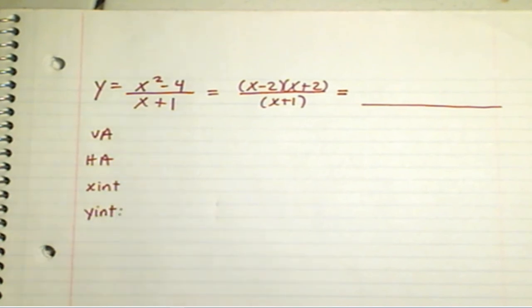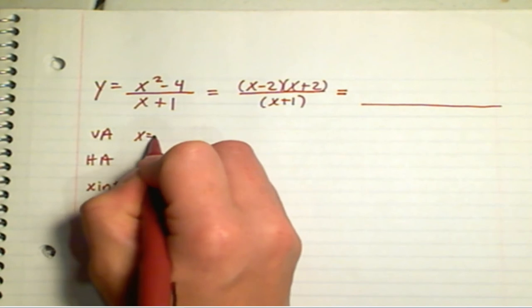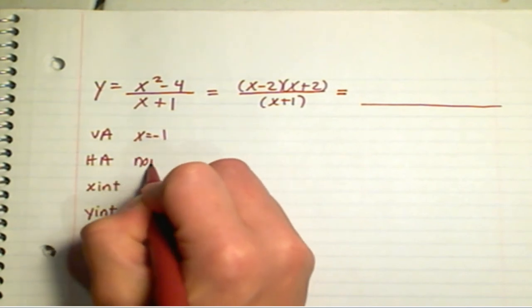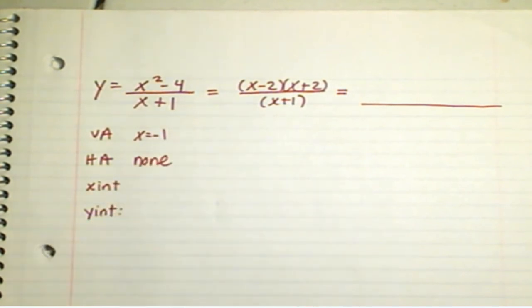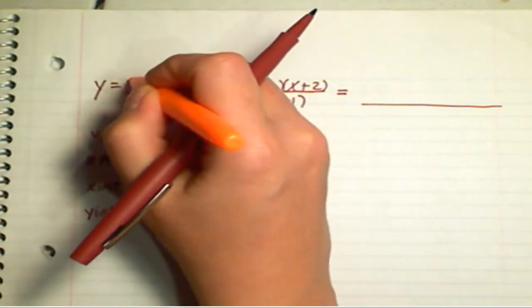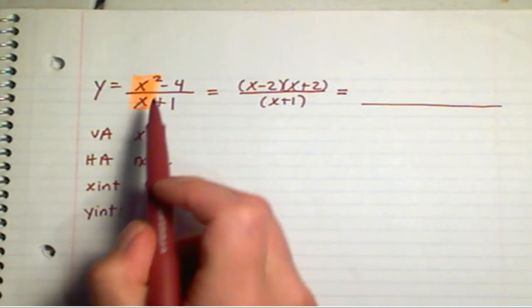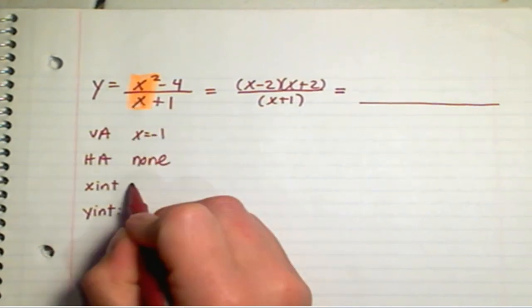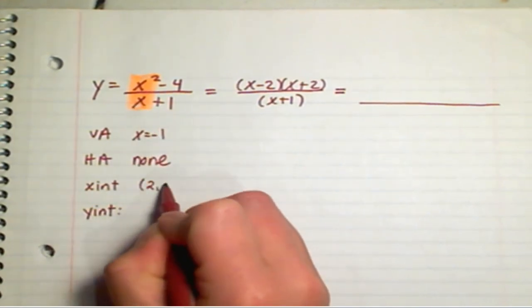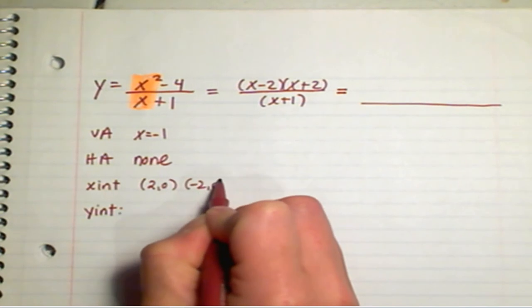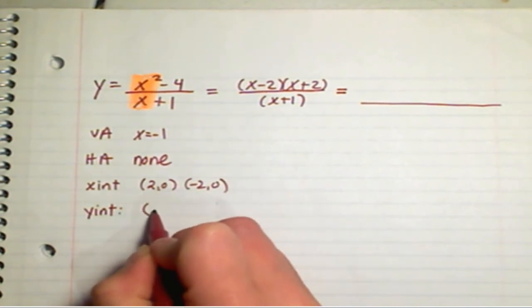Okay, so vertical asymptote, x equals -1. Horizontal asymptote is none, because as I'm looking at these two terms, it reduces to a polynomial. So x-intercept, y-intercept.